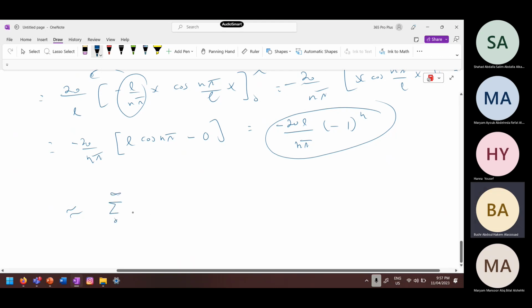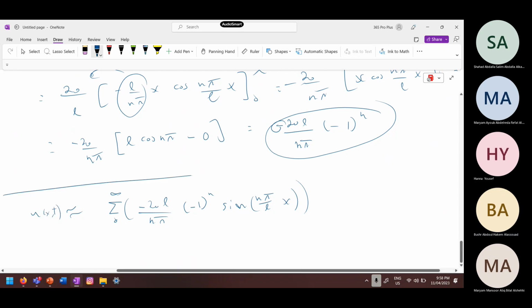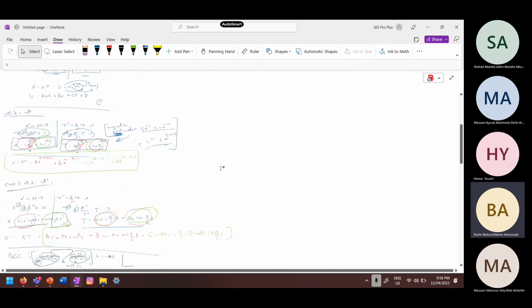Sum from 0 to infinity, negative 20L over n pi. I think there's a mistake with the signs. I don't think that we should end up with a negative, but please review it yourself. Times sine n pi over L x. Okay, that's the solution of u of x and t. Okay, that's the full solution of this problem.